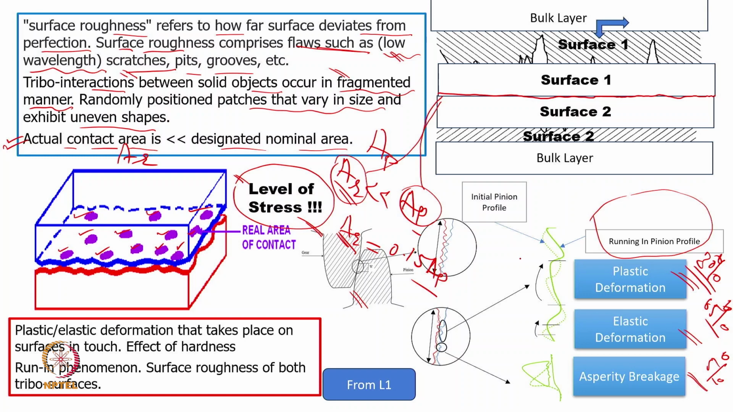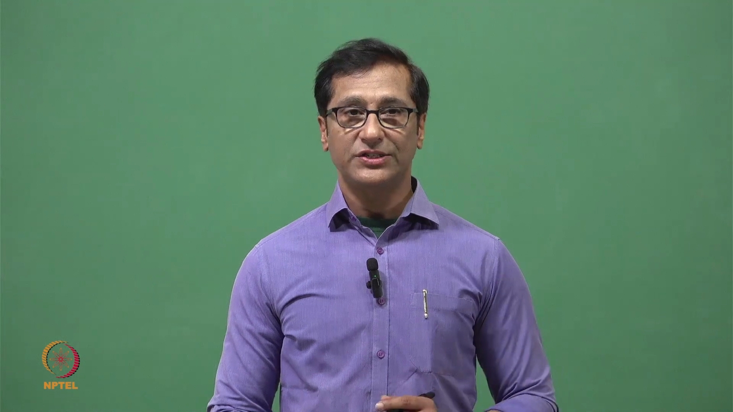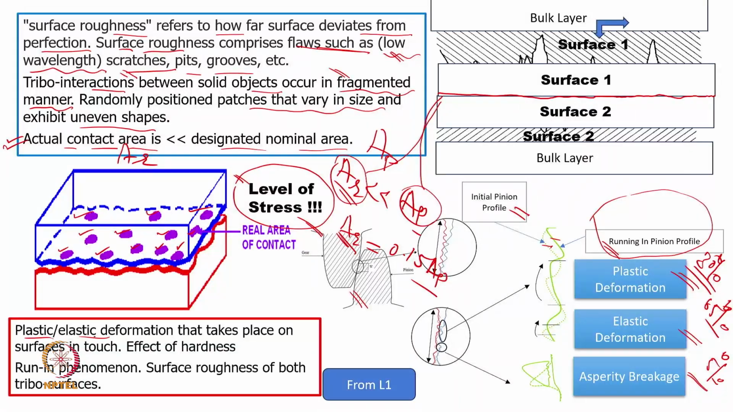They will change the shape, and that's why with time, maybe initially itself. So we have demonstrated the initial position of the pinion and the running-in position, after the running-in situation, what will be the shift in the profile. Initially it was a dotted profile, now it's the formed line profile. So the profile also will change, and that's why we say that plastic and elastic deformation will take place on surfaces which are in contact.